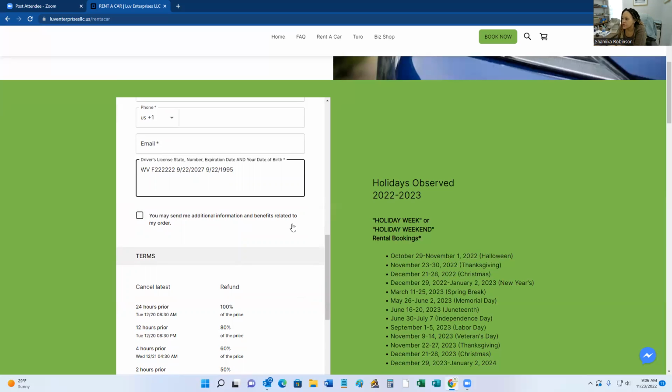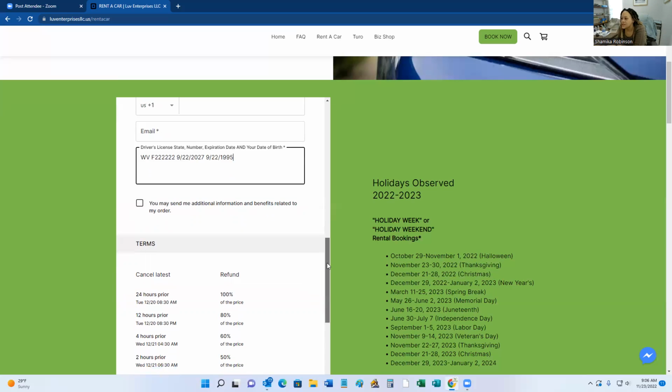You may send me additional information and benefits related to my order. So this basically opts in. This says, you know what? I like coupons. I like to know when stuff is happening at this company. I'm gonna go ahead and click that, right?